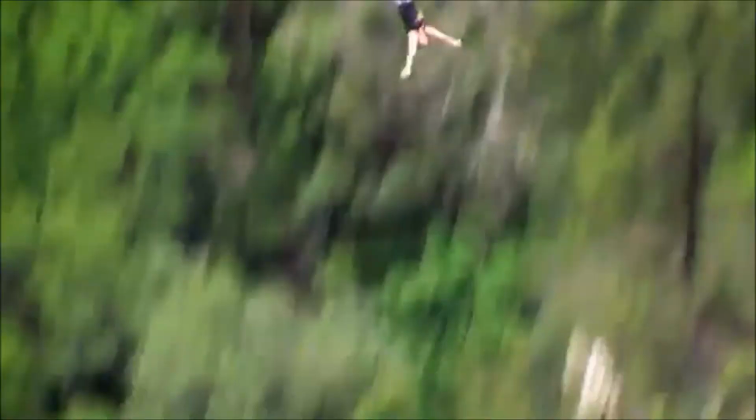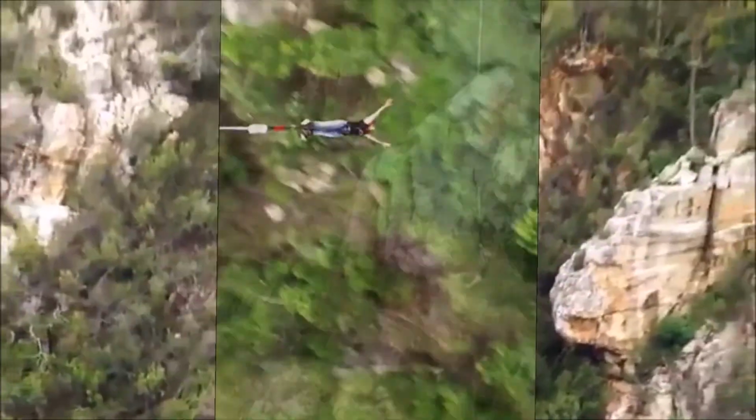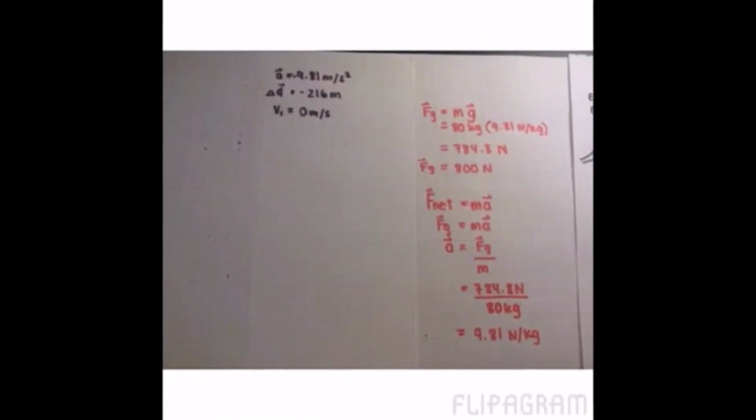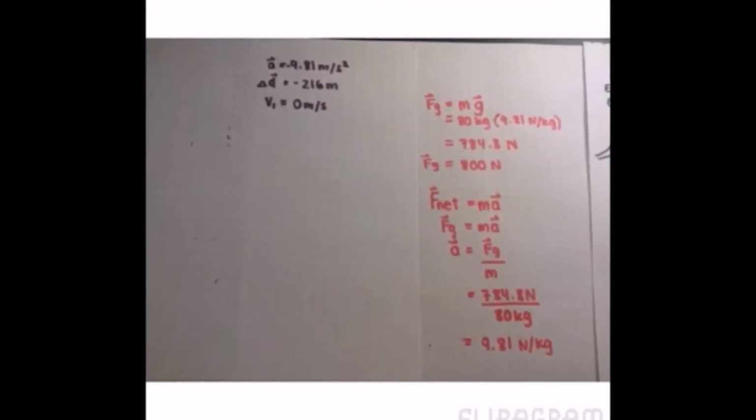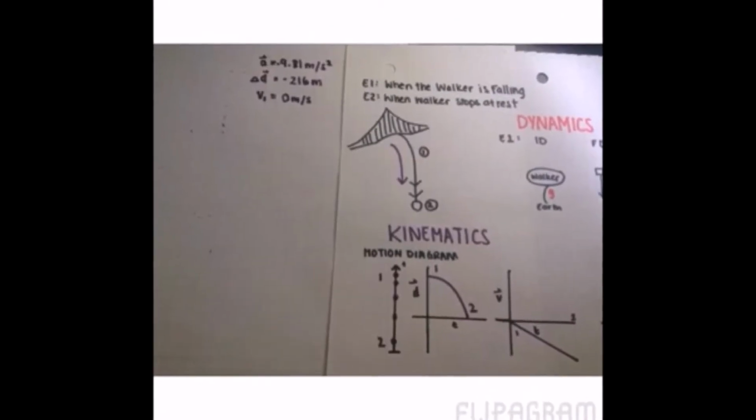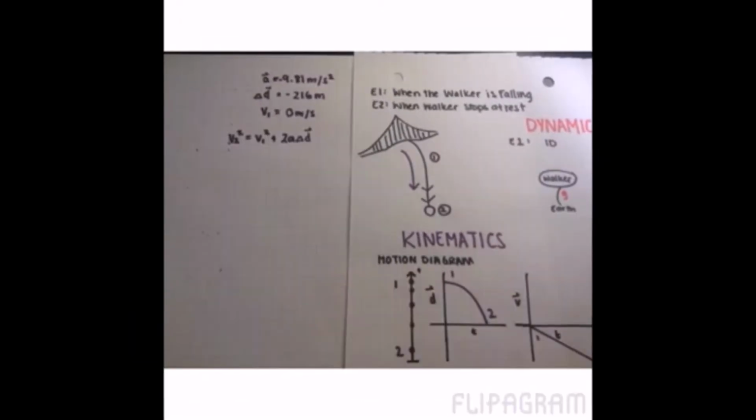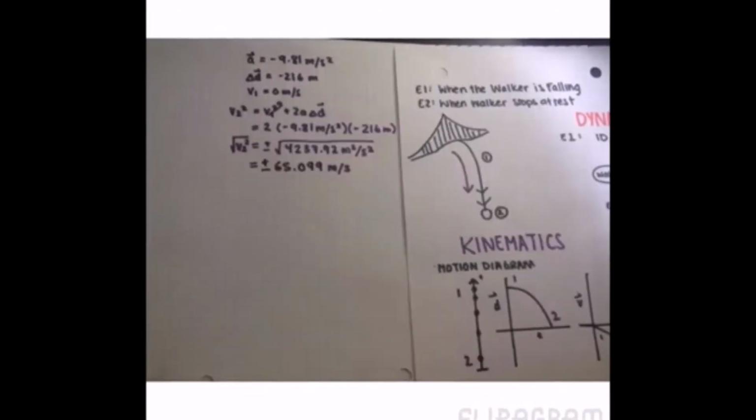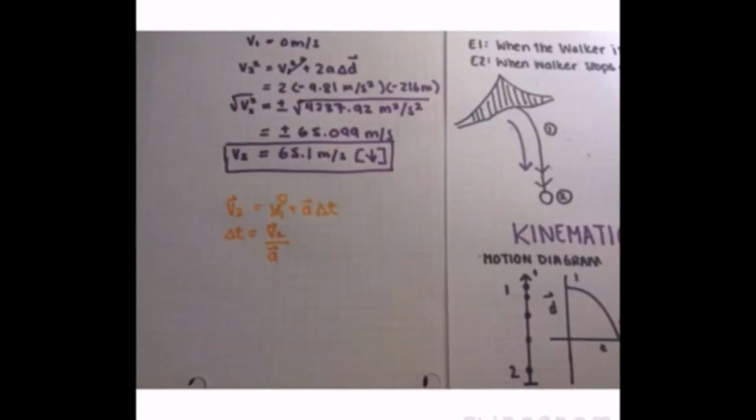The dynamics will remain the same regardless of the height. However, your kinematic motion will be affected. If we use the acceleration we had obtained earlier, which is also the same acceleration of gravity, and we use the vertical displacement of negative 216 meters and the initial velocity of 0 meters per second, we can find the rest of the values by using the Big Five equations.